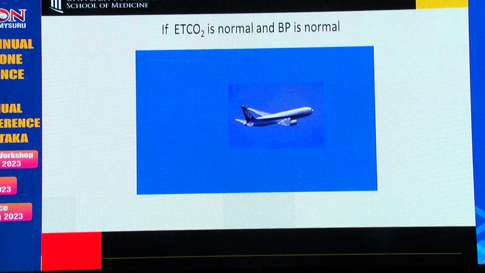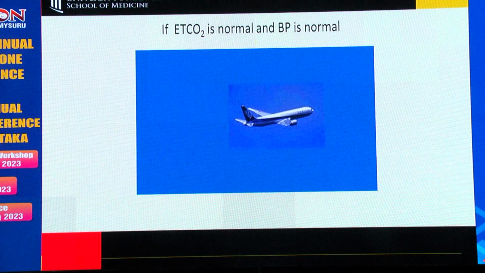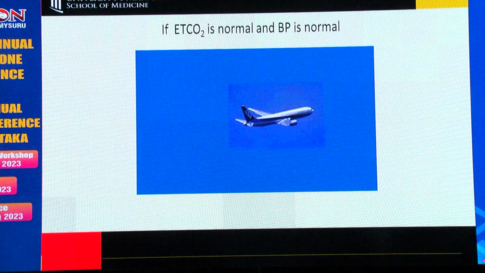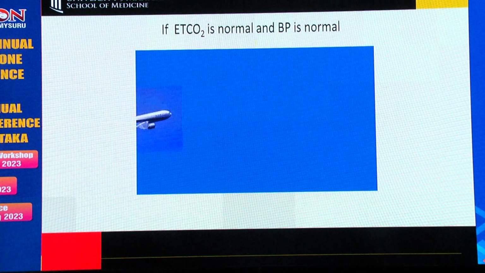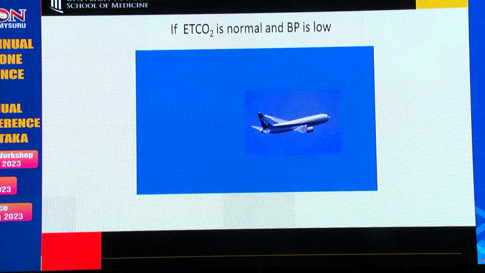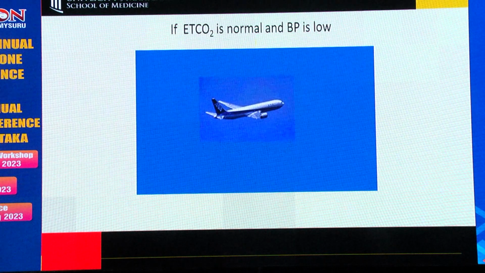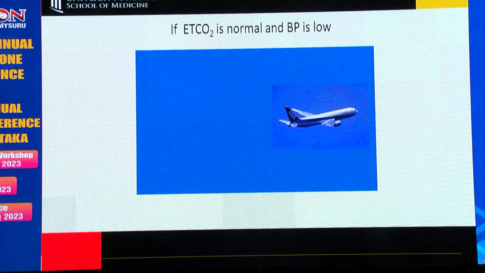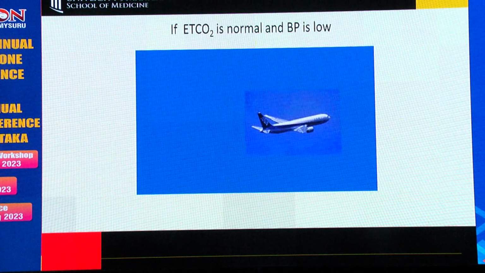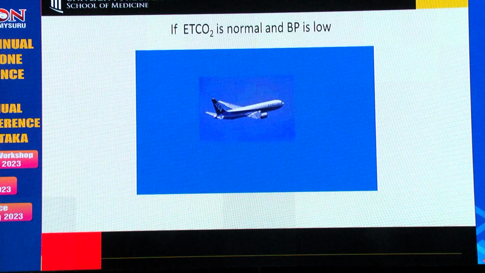Now, how do I use CO2 monitoring in the operating room? If the end-tidal CO2 and the blood pressure are normal, we are going to have a very smooth flight in our patient's anesthesia. However, if the end-tidal CO2 is normal and the blood pressure is low, what does it tell us? Perfusion is still maintained very well. That means the cardiac output of the patient is pretty good. So if you give vasopressors, you can normalize the blood pressure, but there is no problem with the perfusion.